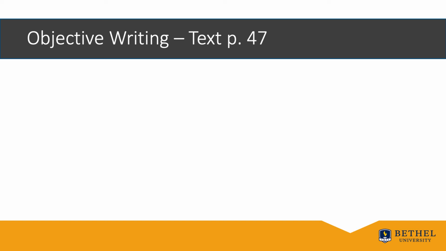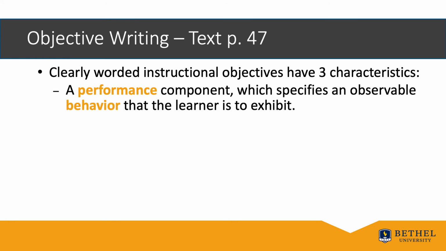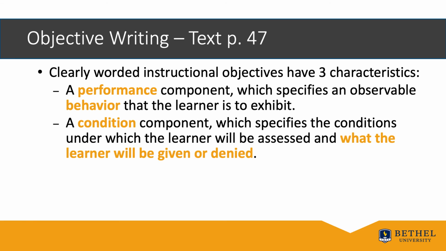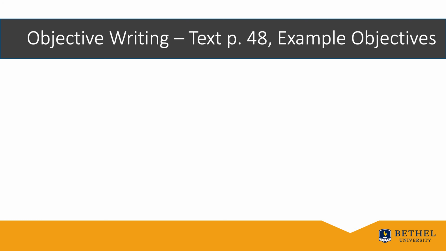From your text, page 47, it states clearly worded instructional objectives have three characteristics. There's going to be a performance component, which specifies an observable behavior that the learner is to exhibit. It's going to have a conditional component, which specifies the conditions under which the learner will be assessed and what the learner will be given or denied. And it's going to have a criterion component, which specifies the minimal level of acceptable performance that the learner will be expected to exhibit. So let's take a look at some examples, and I think it'll start to make a lot more sense. These examples have all three components in them. The condition component is in italics, the performance component is in bold, and the criterion component is underlined.